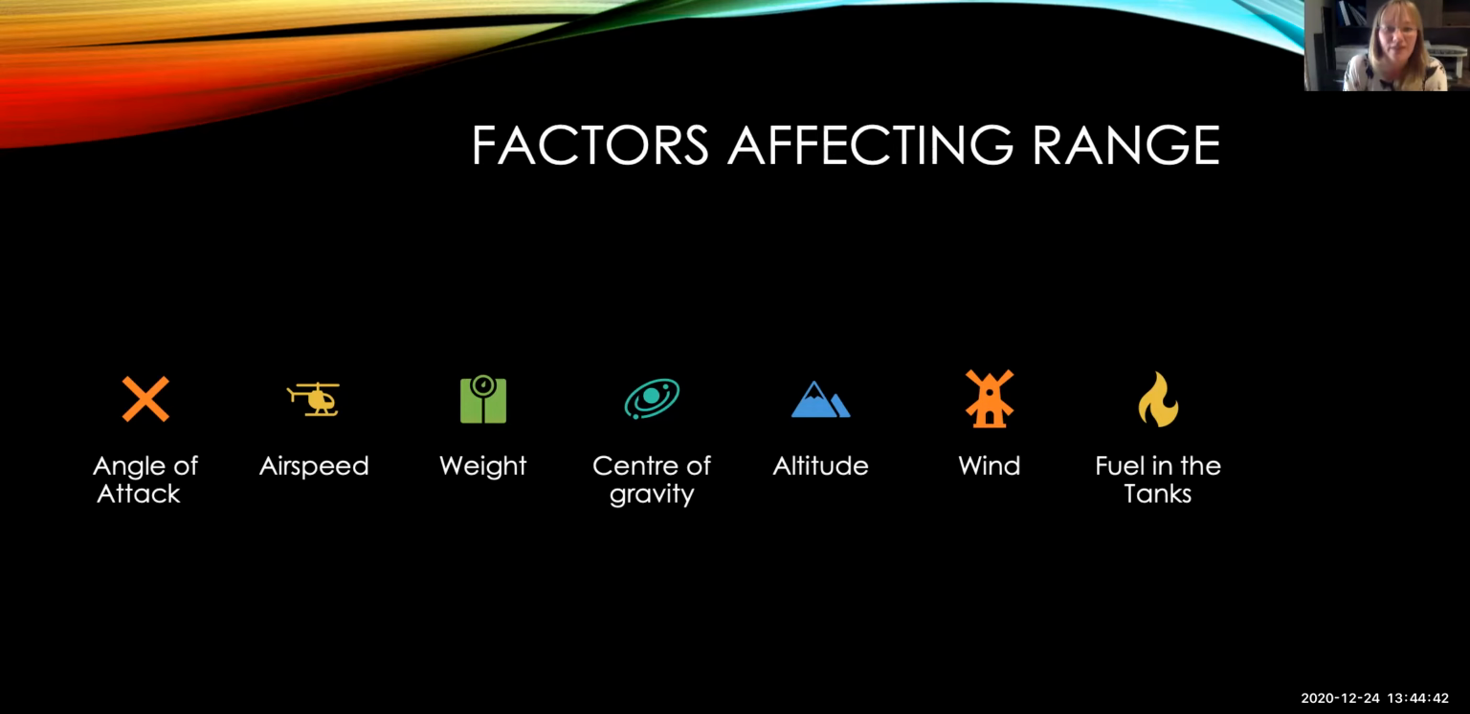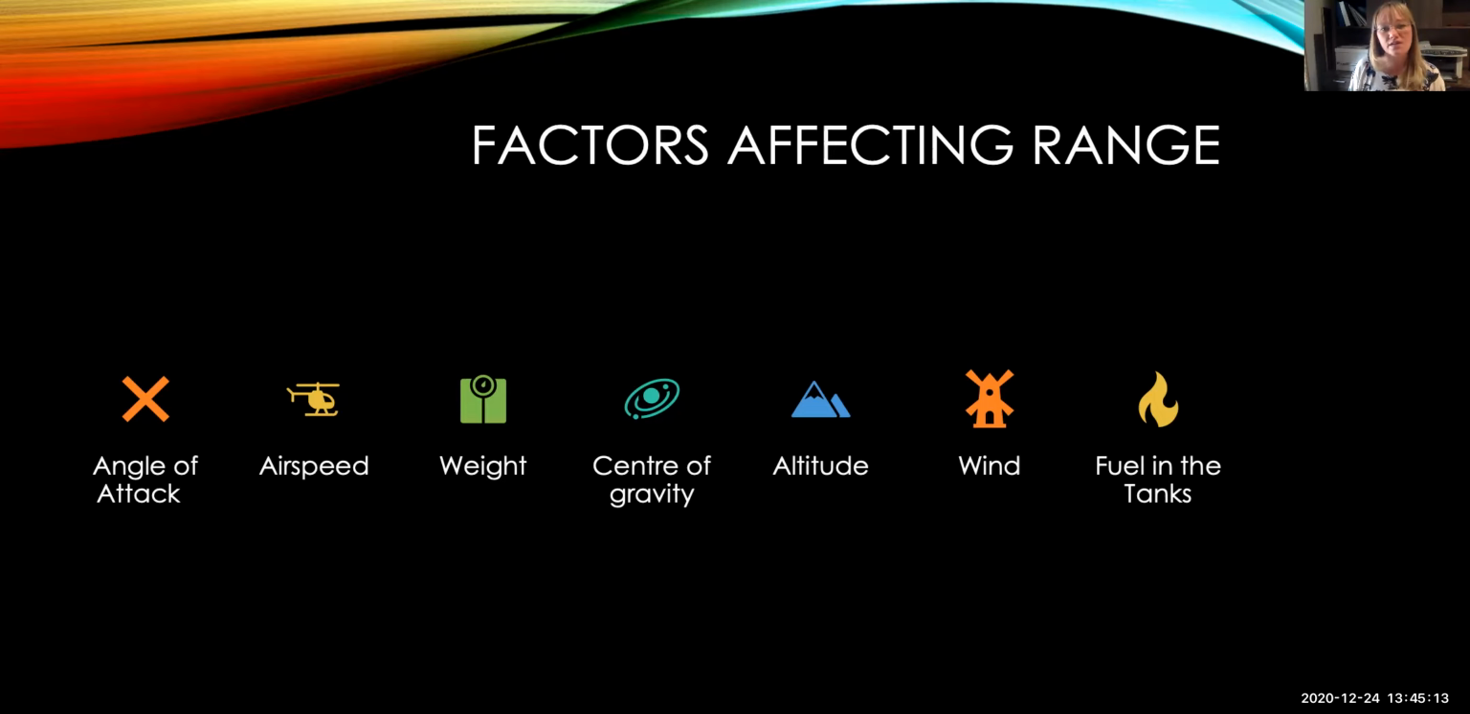Okay, then we have altitude. Less dense air up here, more dense air down here. If we're in the less dense air, that means less air over the wings, less air into the engine, and less air being flung by the prop. That says less performance. So we're not going to go as far. But of course, if we're too low down, then we're going to be climbing, descending all over those hills. So it's a trade-off. Wind, if there's a headwind, obviously we're not going to go as far. And of course, if we have half tanks versus full tanks, we're not going to go as far.